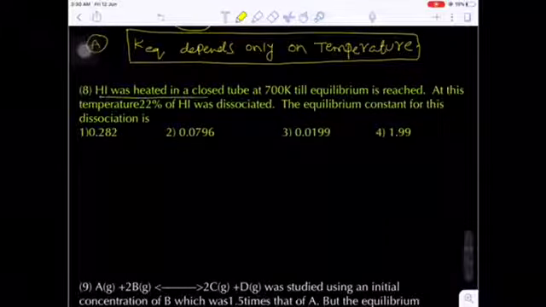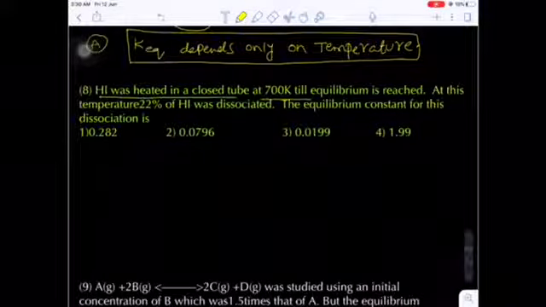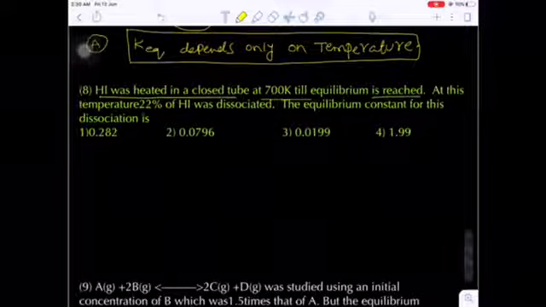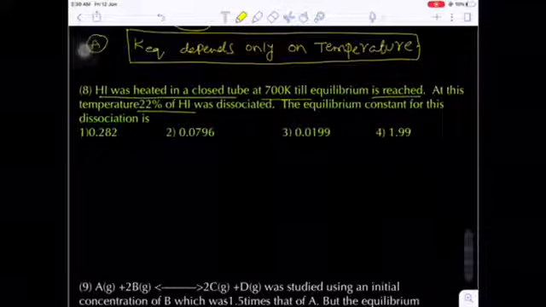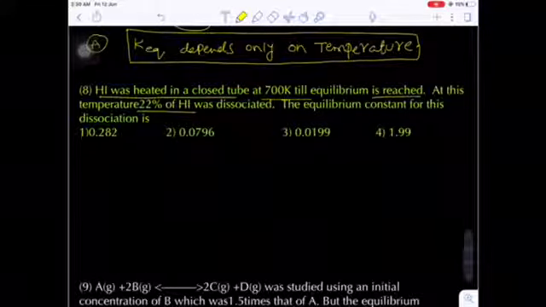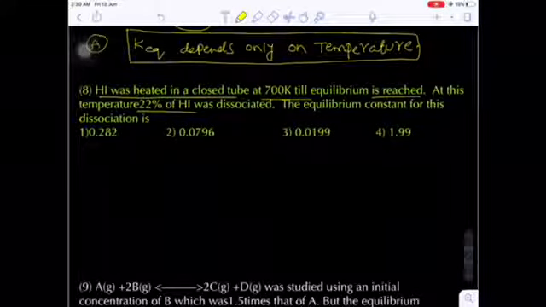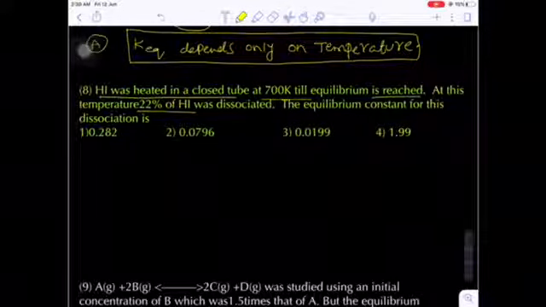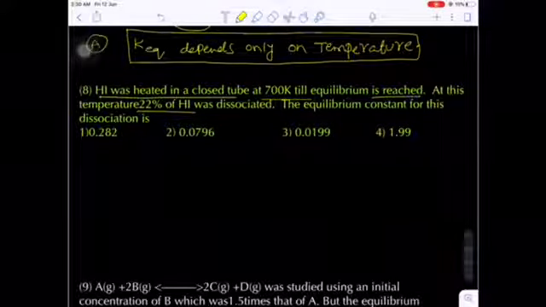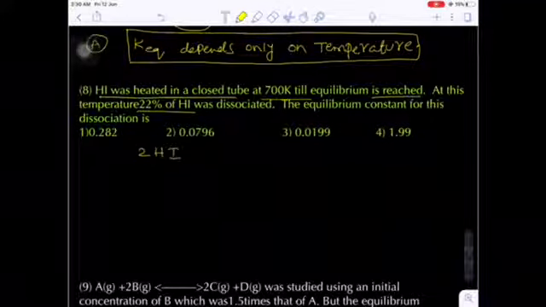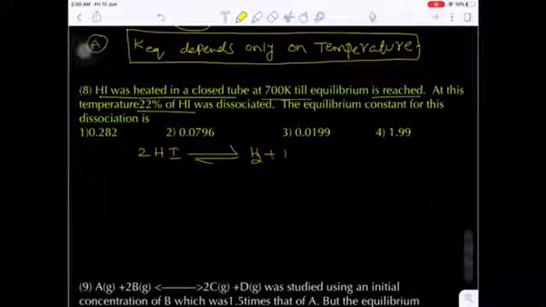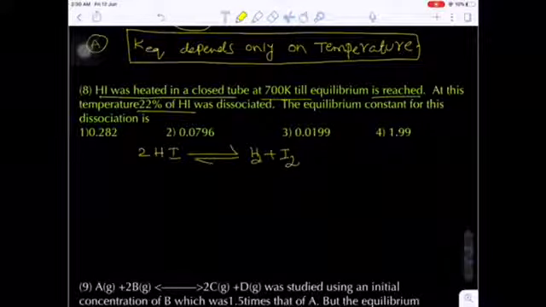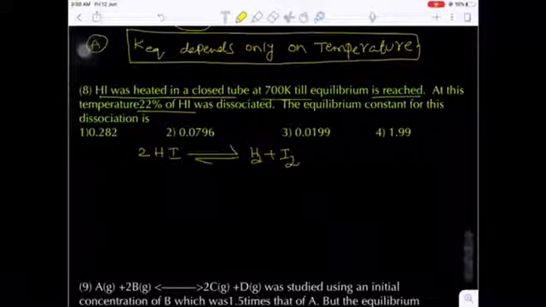Now HI was dissociated in a closed vessel at 700 Kelvin temperature till the equilibrium was reached. At this temperature, 22% of HI was dissociated. What is the meaning of this? That means if you take 100 moles of HI, 22 moles of HI will be decomposed. If you take 1 mole of HI, 0.22 moles decompose. Let's suppose I am writing the equilibrium reaction: 2HI decomposes to give H2 plus I2. If you want, you can also write HI gives half H2 plus half I2.